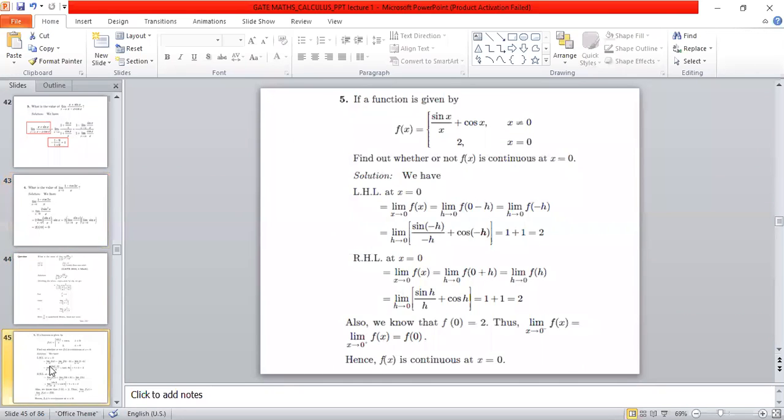Okay, we move to the next question, that is continuity. Can you see it properly? Please, anyone can reply. Is it visible?